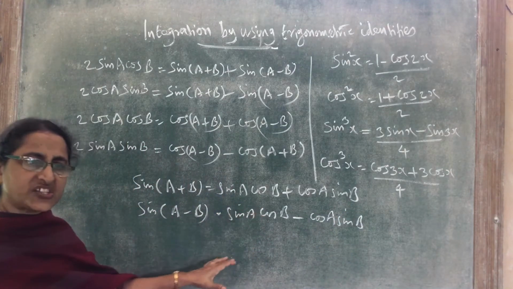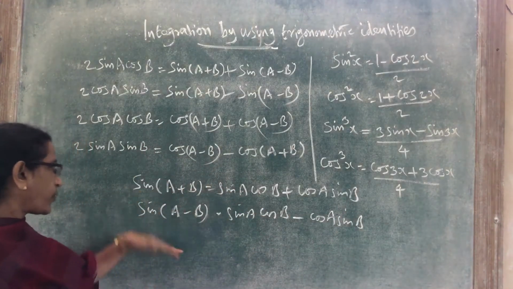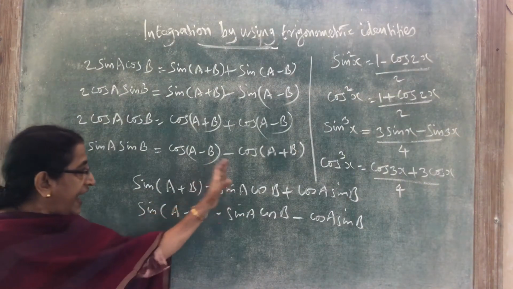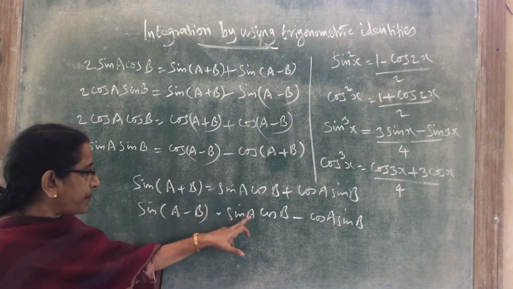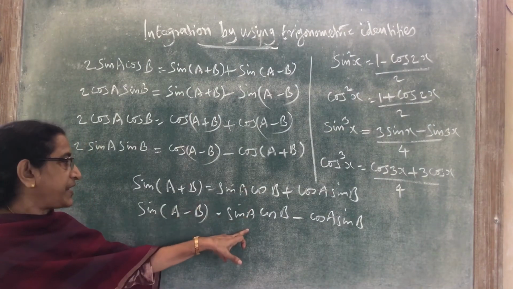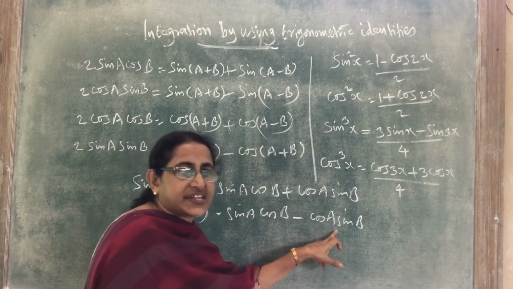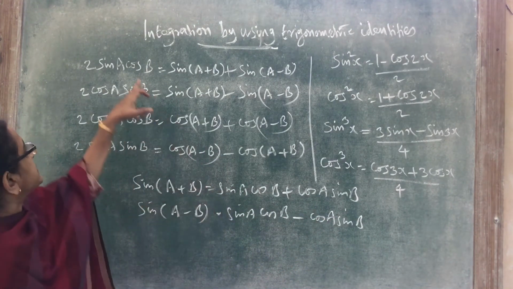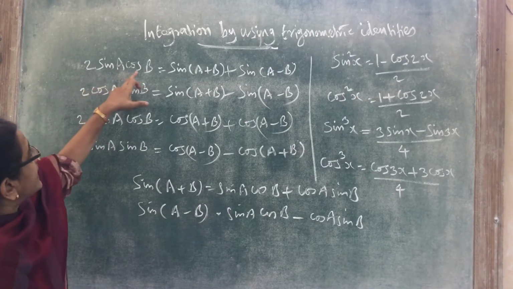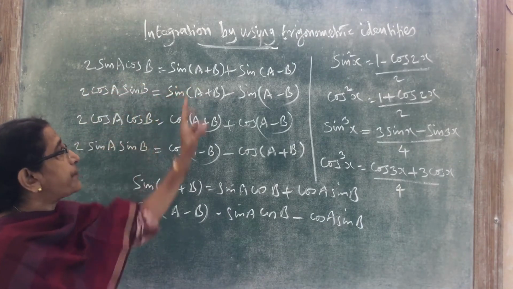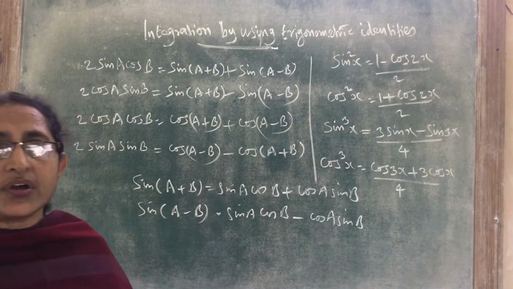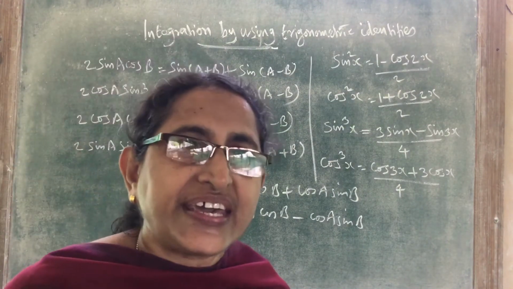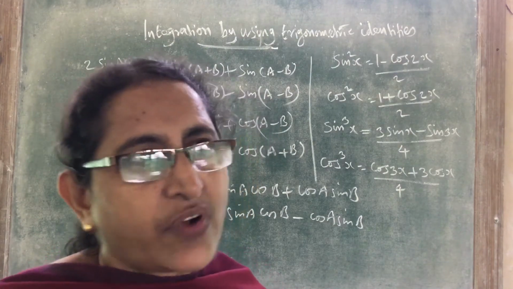So when we add these two equations, what do we get? sin(A+B) + sin(A−B). We add the right side: sin A cos B + sin A cos B, 2 sin A cos B. Cos A sin B minus cos A sin B will be cancelled. So we get 2 sin A cos B. See, this is the first formula: 2 sin A cos B equals sin(A+B) + sin(A−B). So that is one formula.